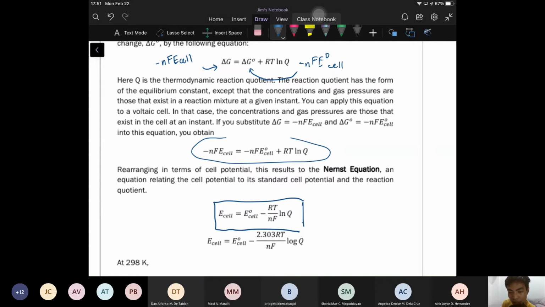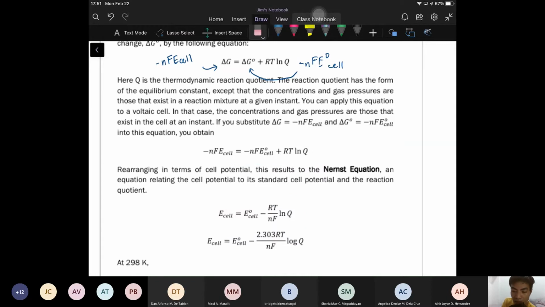Binabago-bago lang yung amounts ng ions mo doon, no? Okay, babaguhin lang yung amount ng lithium, babaguhin yung amount ng cobalt, no? So that it will give you 5 volts, let's say. Okay, so ganun ginagawa nila. So when creating batteries, hinahalo-halo nila in different concentrations to maximize E cell.